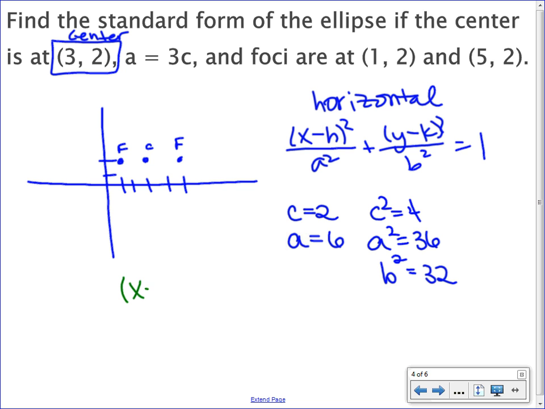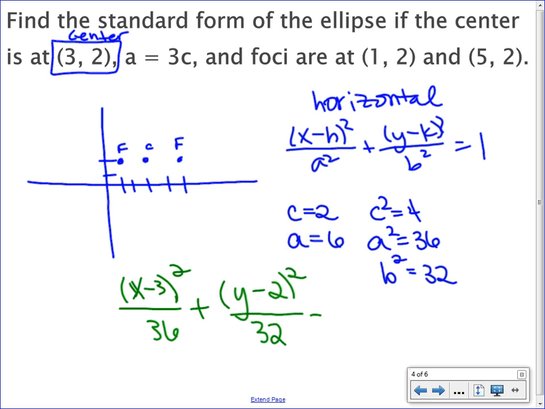So we have (x minus 1) squared over a squared. (y minus k) is, what's h? 3. h is 3. k is 2. Over 32.